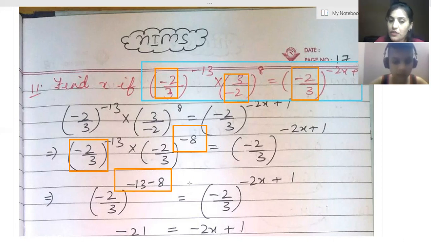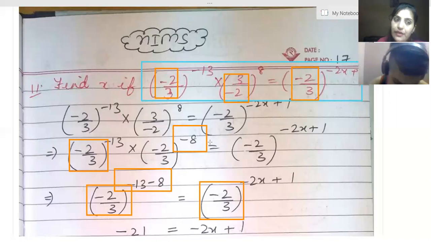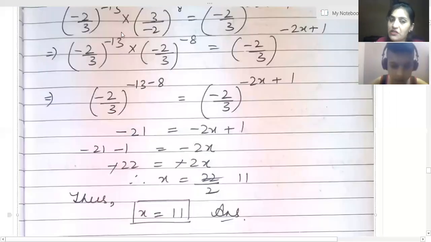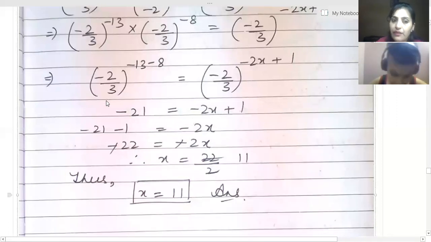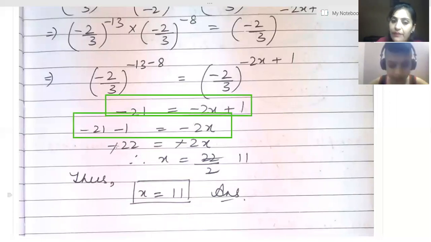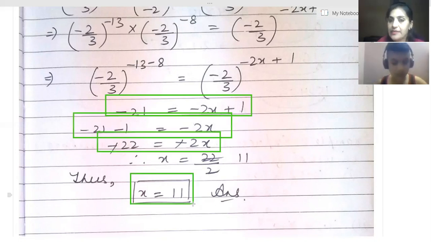Okay, so that means if the bases are same, then powers are also same. So the power minus 21 will be equal to minus 2x plus 1. Now you have to solve this question as per the linear equation. Okay beta, so it will become minus 21 is equal to minus 2x plus 1. This 1 will go here, it will become minus 22 is equal to minus 2x. So x comes out to be 11. Yes, clear beta?